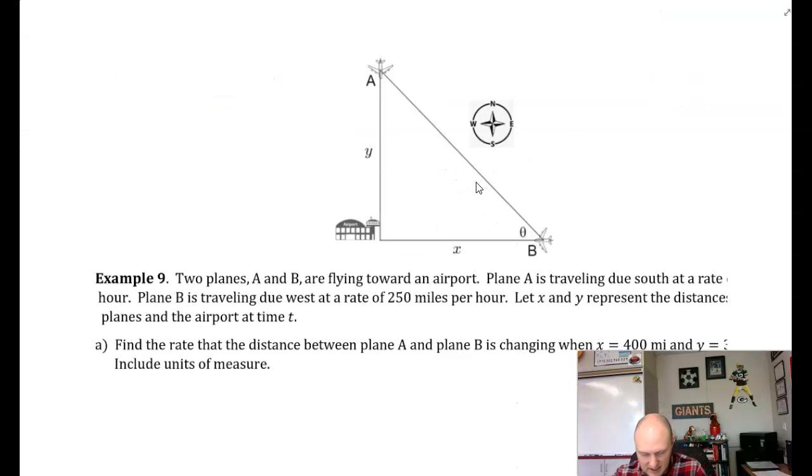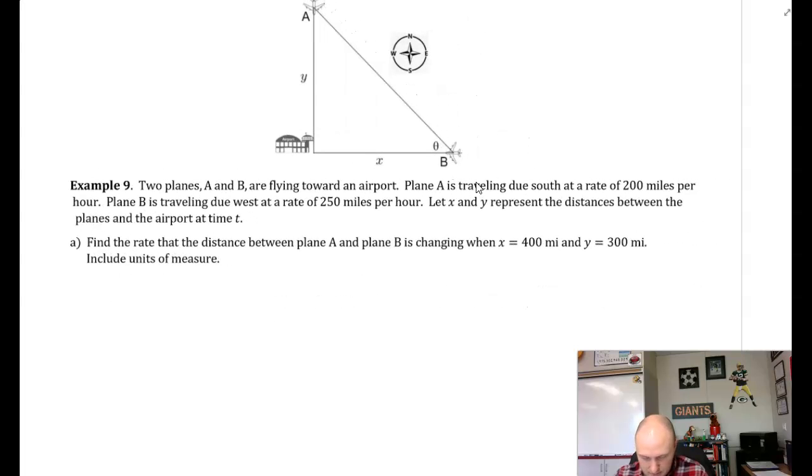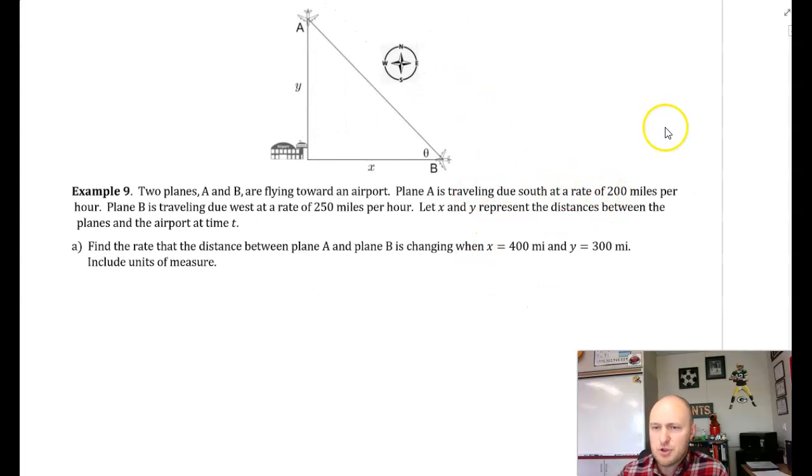Okay, example number 9. This one's fun. We have two planes that are traveling towards an airport, and they're given here, A and B. And it says plane A is traveling due south at a rate of 200 miles per hour. Okay, so here's plane A. This is my picture, and it's traveling due south, so it's going that direction. Plane A due south at a rate of 200 miles per hour. Plane B is traveling due west at a rate of 250 miles per hour. So here's going due west. Okay, they're both flying towards this airport.